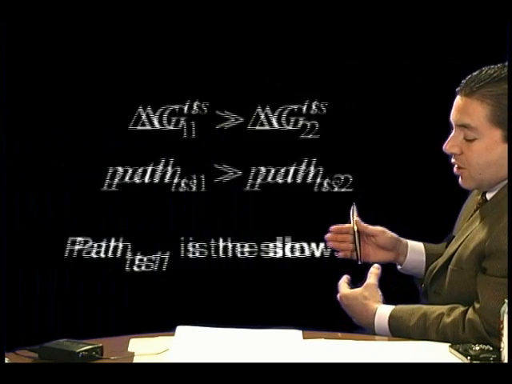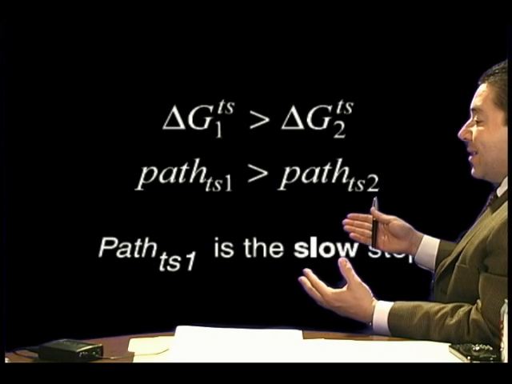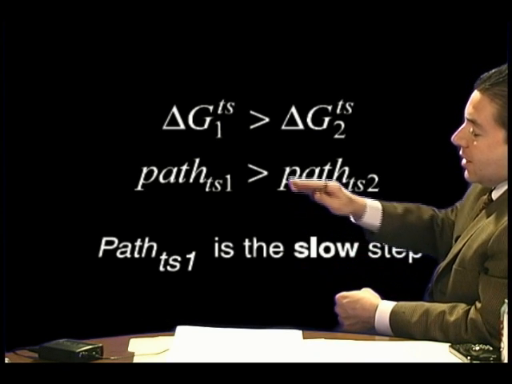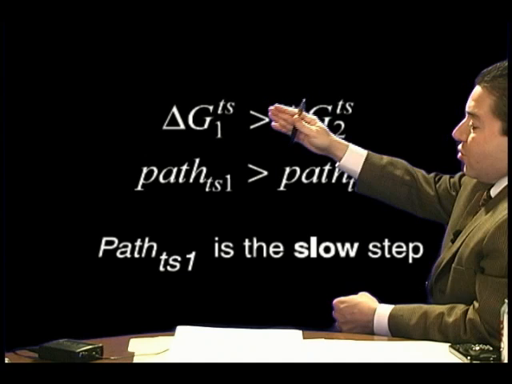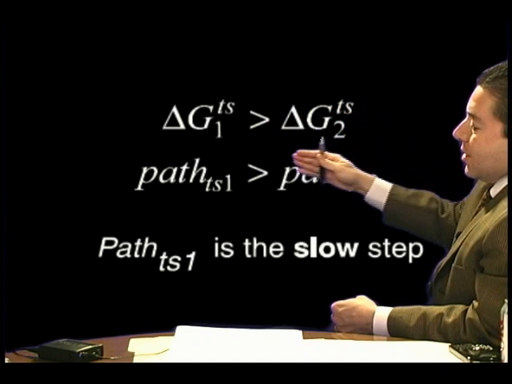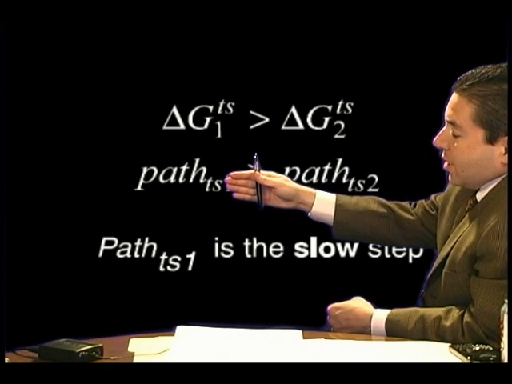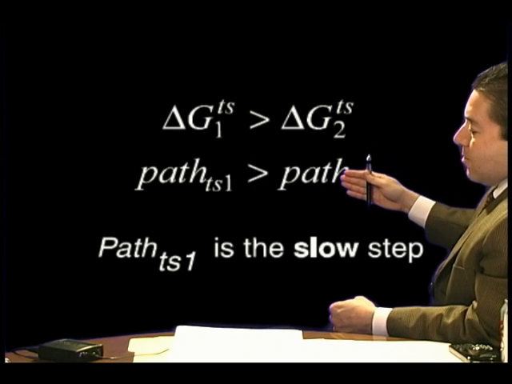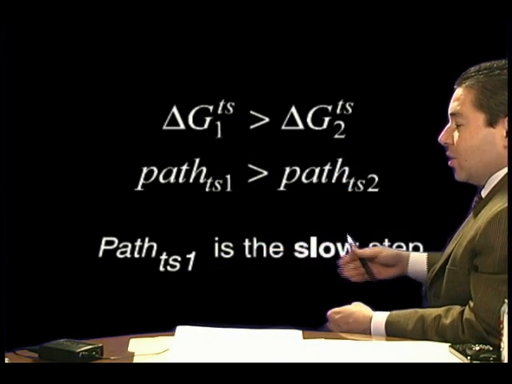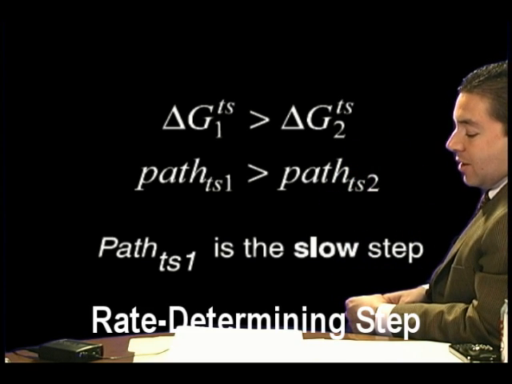So one of the interesting things is that if this reaction energy profile reflects a two-step reaction, we can see in our notes that the delta G1 of transition is greater than delta G2 of transition. That means that the first step is slower, has a longer time than the second step, and the path through transition state 1 is the slow step in this two-step reaction, or the rate determining step.